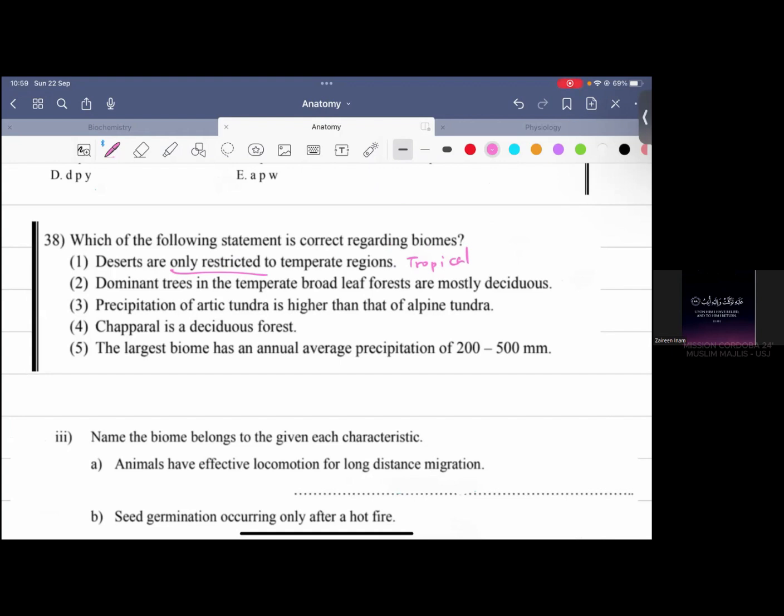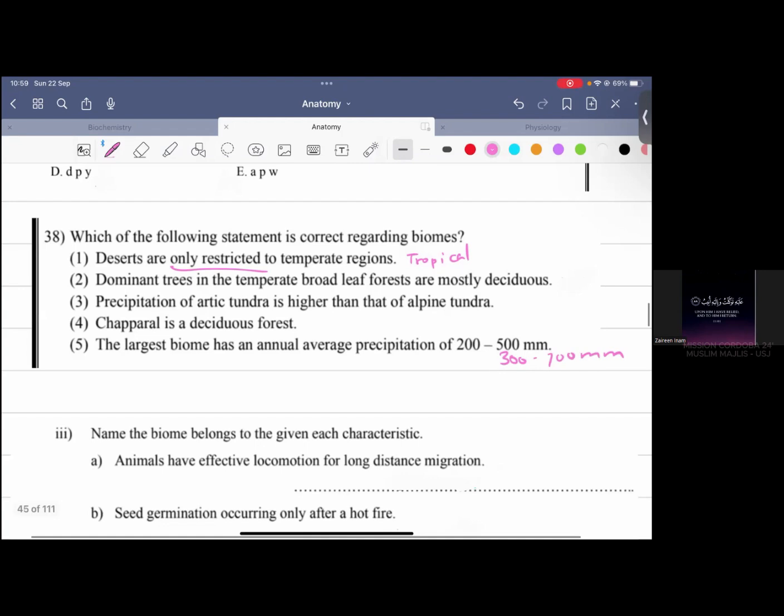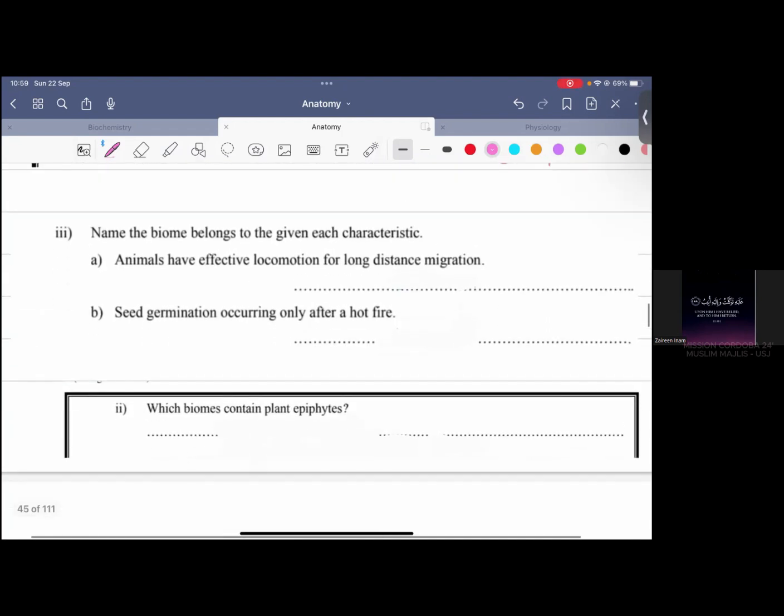Chaparral is a deciduous forest. They haven't mentioned like that. The largest biome has an annual average precipitation of 200 to 500 millimeter. What is the largest biome? Northern coniferous forest. The northern coniferous forest has 300 to 700. So that is again wrong. Okay, so those questions from FWC, and this is from Morato paper.